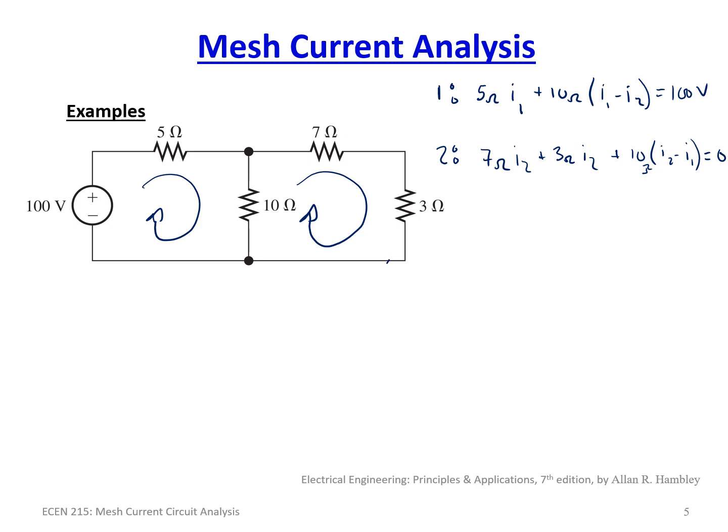And now we just need to solve for I1 and I2. So we have 2 equations and 2 unknowns. We can do this. And I'll leave you to do this for the sake of exercise.